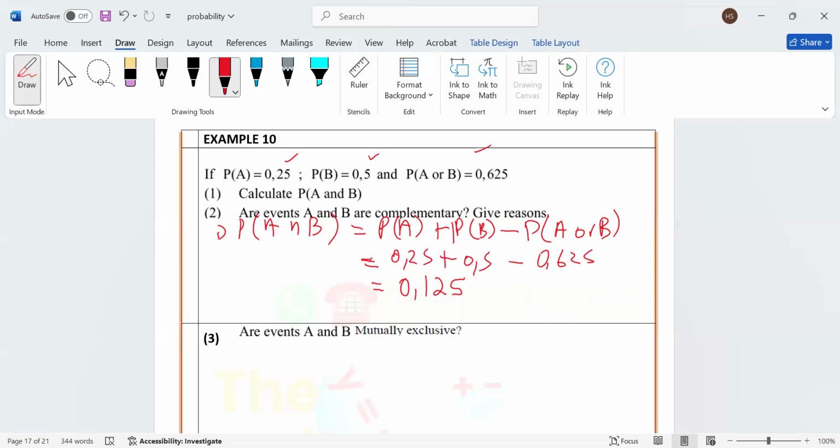Then they come and say, now tell us, number 2, are events A and B complementary? Now, how do you see complementary events? For me to be convinced that these 2 events are complementary, there's something that is going to convince me. What is it? When you add them, they need to give you 1. Yes, when you add them up, they should be exhaustive and they should give you 1.